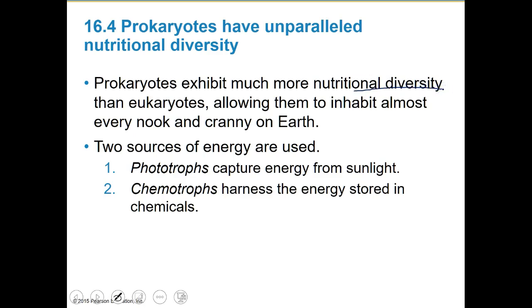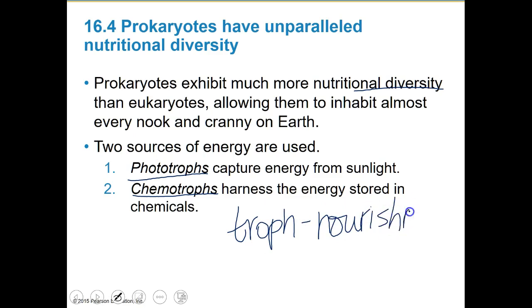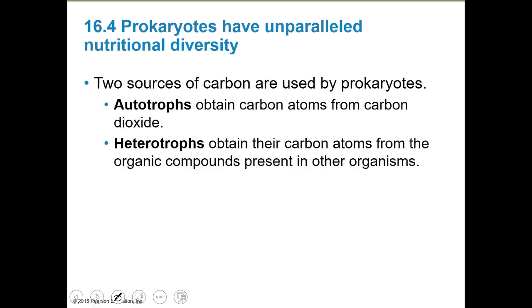Another thing we'll talk about is that prokaryotes exhibit a whole lot of nutritional diversity, a lot more than we do as eukaryotes. That allows them to inhabit almost every nook and cranny of Earth. We have two energy sources that are used: phototrophs and chemotrophs. Again, this should not be new for you guys. Photo is light, chemo is chemicals, and troph is nourishment. So these get nourishment from light, these get nourishment from chemicals. That's it, same thing we've seen before. We're just revisiting some old terms.